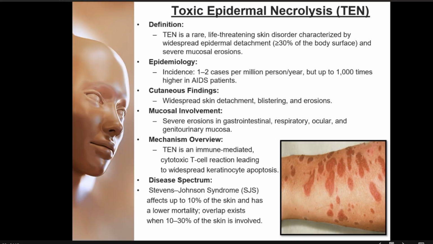Stevens-Johnson syndrome affects up to 10% of the skin and has a lower mortality. Overlap exists when 10 to 30% of the skin is involved. This is the other example of skin disease.